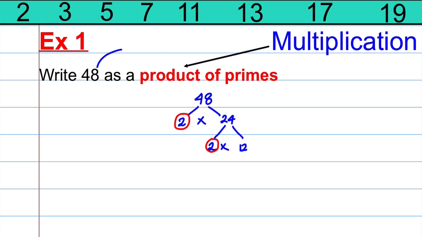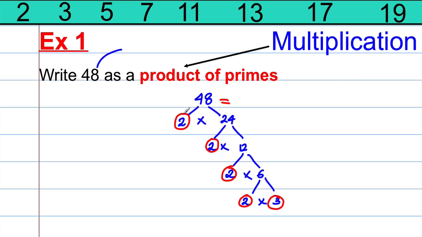Okay, so now 12. Can you do it with 12? You look up at your primes and you say, can 12 be written as 2 multiplied by something? It can. 2 multiplied by 6. But 6 is composite. And you try and break up 6. And you look at 2 again first. And it can be written as 2 multiplied by 3. And 3 is prime. So we've broken up 48.